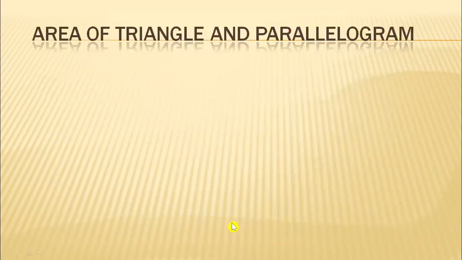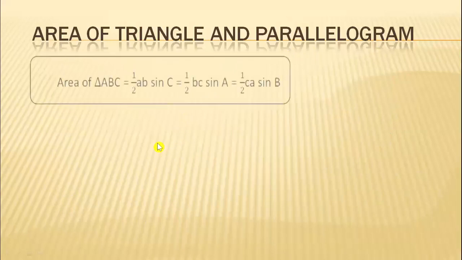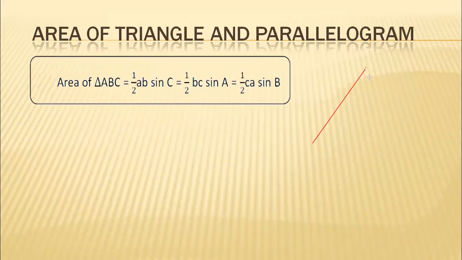If this table is clear, now we have to discuss about area of triangle and parallelograms. Look at one formula, area of triangle ABC. Let me draw it for you. This is one triangle, triangle ABC. A, this one B, and third vertex C, sorry.